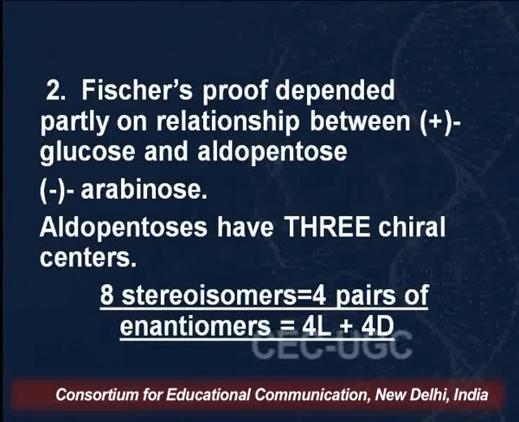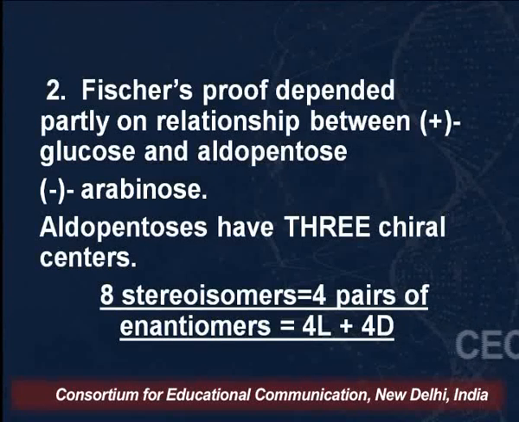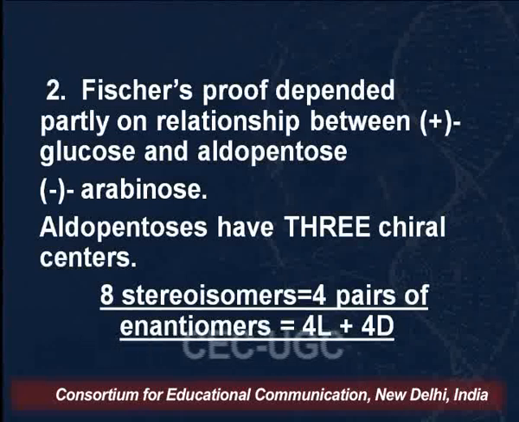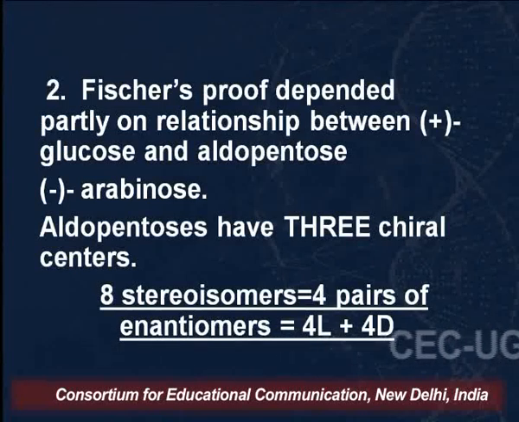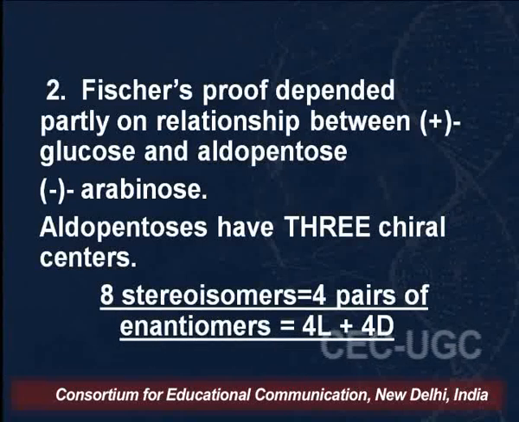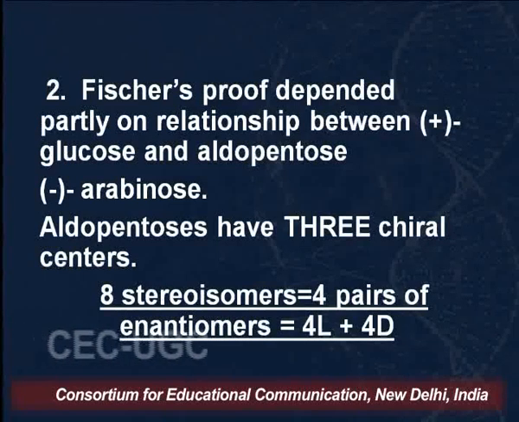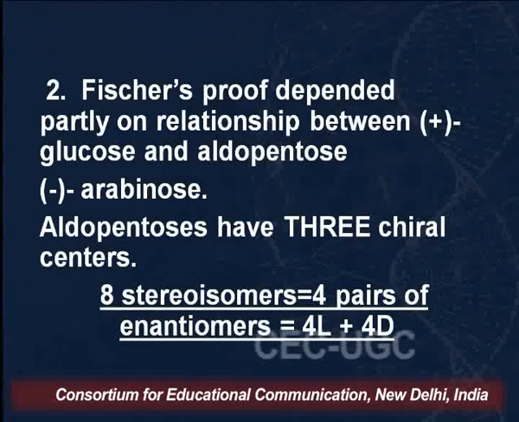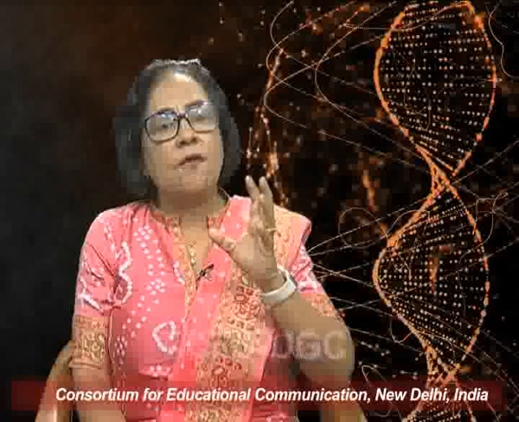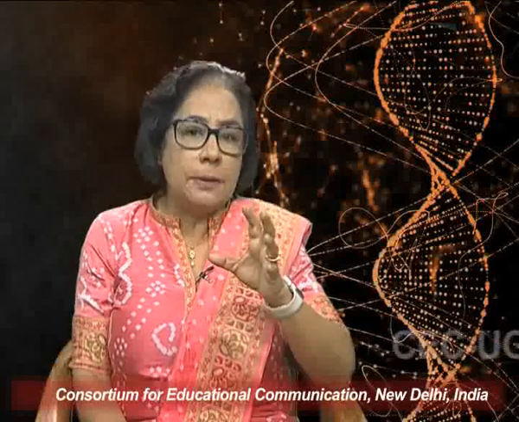And we know arabinose is an example of an aldopentose, and aldopentoses have 3 chiral carbons. As aldopentoses have 3 chiral carbons, the number of stereoisomers possible will be 2 to the power of n, that is 2 to the power of 3. That means 2 into 2 into 2, 8 stereoisomers. 8 stereoisomers means 4 pairs of enantiomers. Now, 4 pairs of enantiomers would mean that it will have 4 L and 4 D, right?